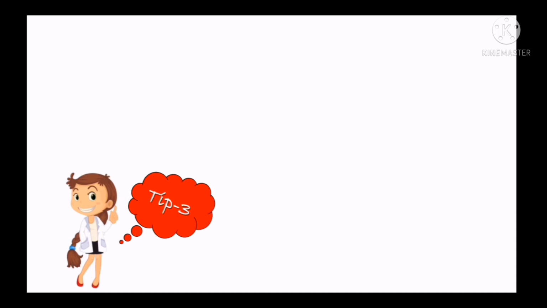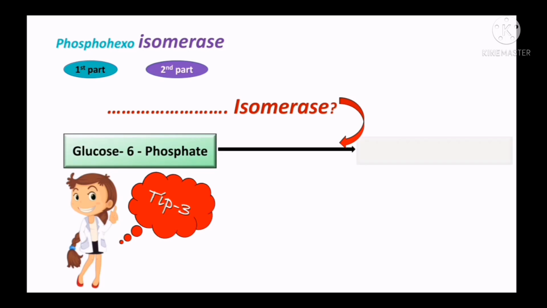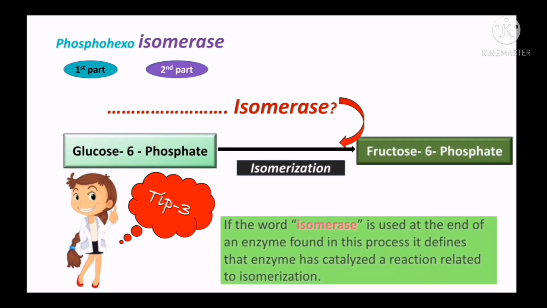Before jumping to the full name, let's talk about the second part of the name of this enzyme. It is isomerase, right? So now you know the meaning of that word. It defines the process of isomerization that I explained in the second step, right? So, my tip is, if the word isomerase is used at the end of an enzyme found in this process, it means that enzyme has catalyzed a reaction related to isomerization. Now you know how this second part was created.